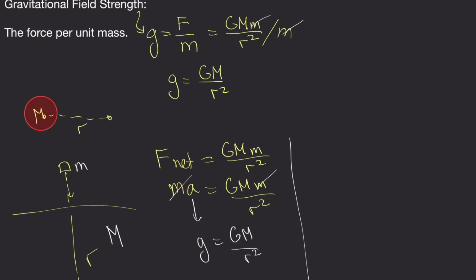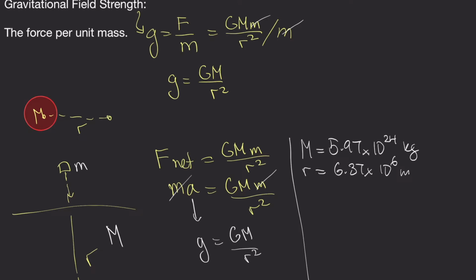We can even calculate g on the surface of the Earth just using some values that are given in our formula booklet. We know that the mass of the Earth is, according to our formula booklet, approximately 5.97 multiplied by 10 to the power of 24 kilograms, and the radius of the Earth is 6.37 multiplied by 10 to the power of 6 meters. Well, on the surface of the Earth, the radius of the Earth is going to be the distance.